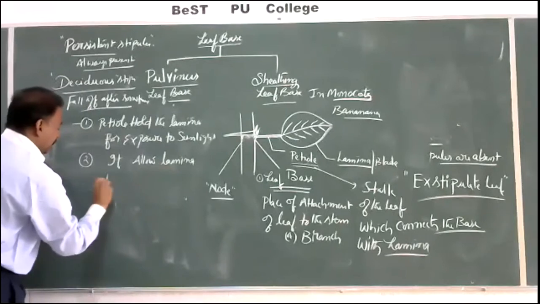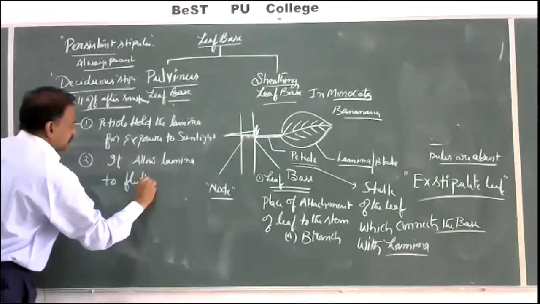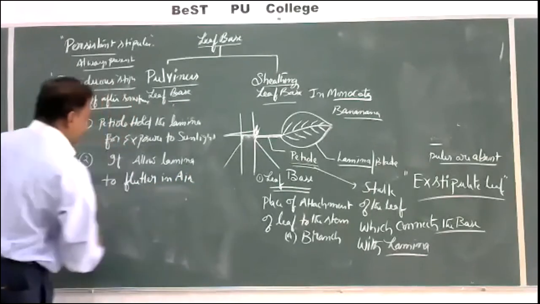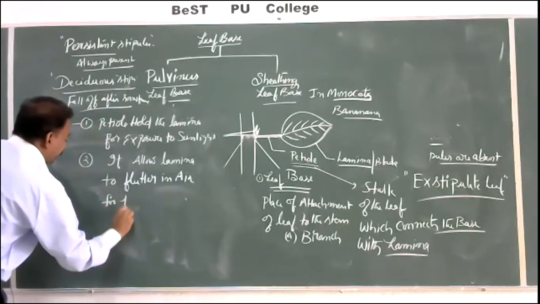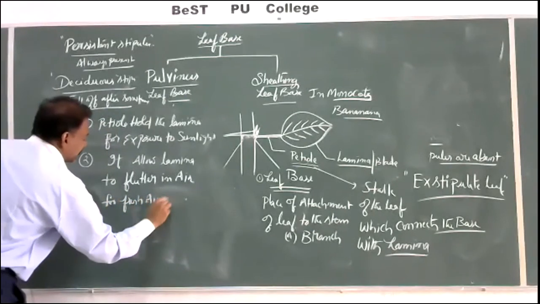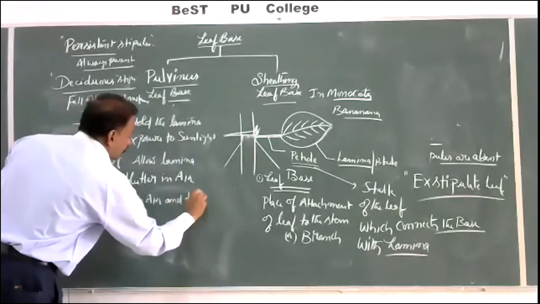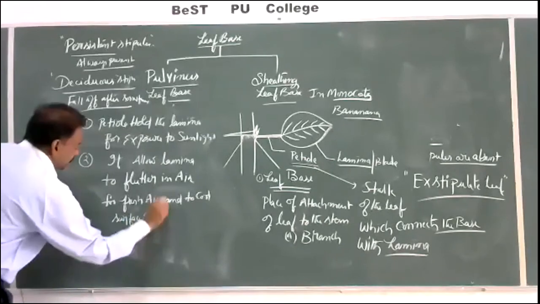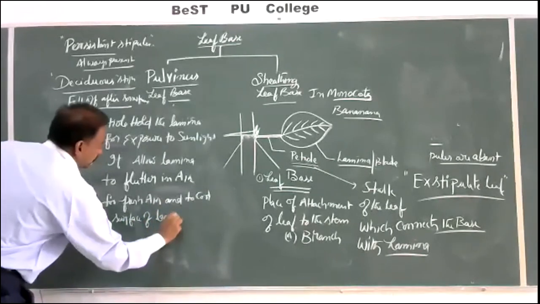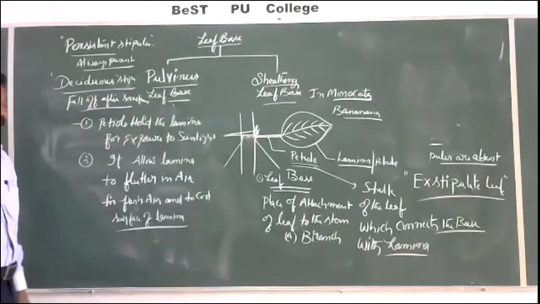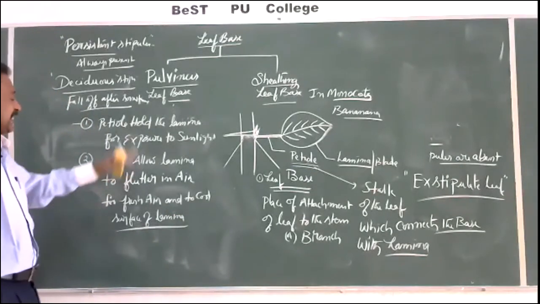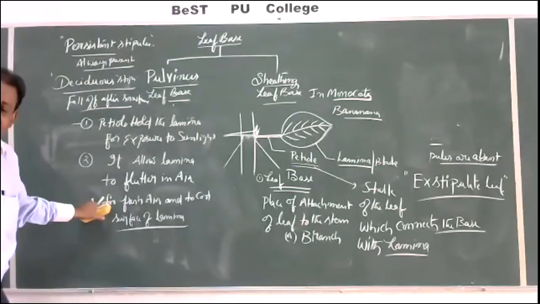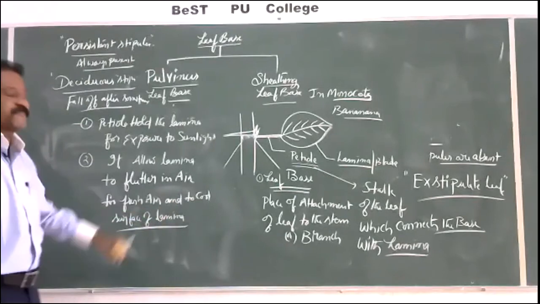It allows lamina to flutter in air for fresh air and to cool the surface of lamina. What is this? It allows lamina to flutter in air for fresh air. What does it mean? To fresh air and to cool the surface of the lamina.